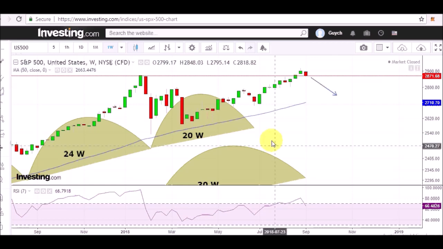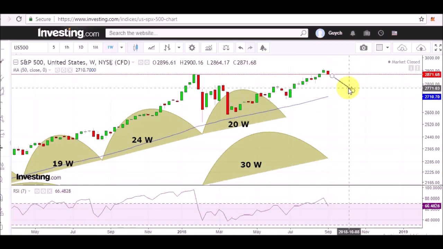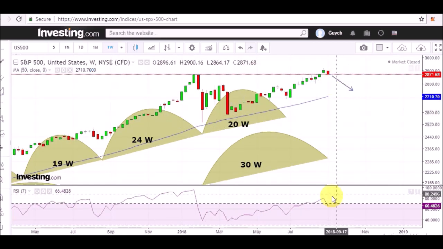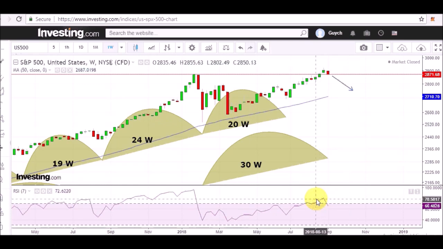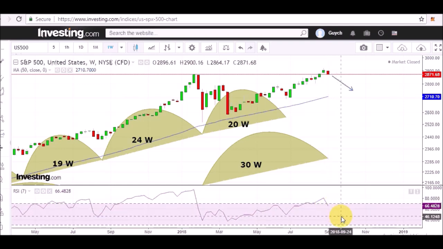So what are the factors that point to this possible decline over the next several weeks? Well, one of the factors is that last week and a couple of weeks before that, we saw the 7-week RSI in overbought territory, and it started to decline. So that might indicate that prices are a little bit stretched too far above the 50-week moving average, and it's time to go for mean reversion, going down towards this 50-week moving average.